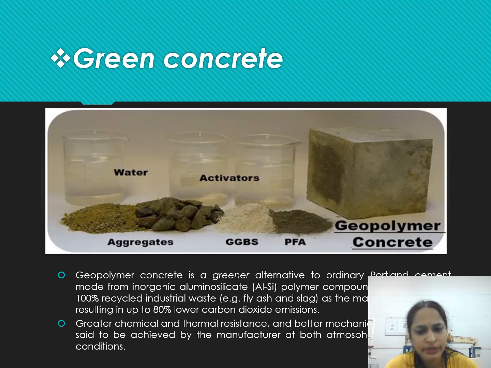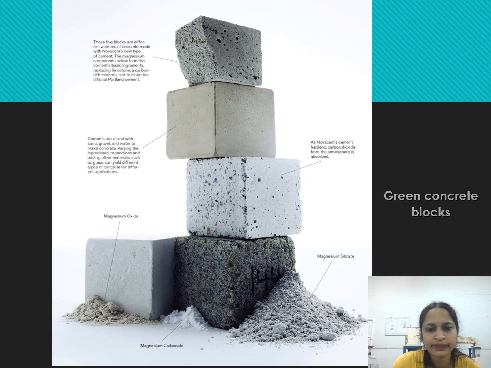The aluminosilicate gel which forms binds all the aggregates, fine aggregate and coarse aggregate, together, and once it hardens, then it is a structure. So that is where geopolymer concrete or alkali activated concrete came into the picture. So this is about green concrete. You can see how it looks, green concrete blocks.